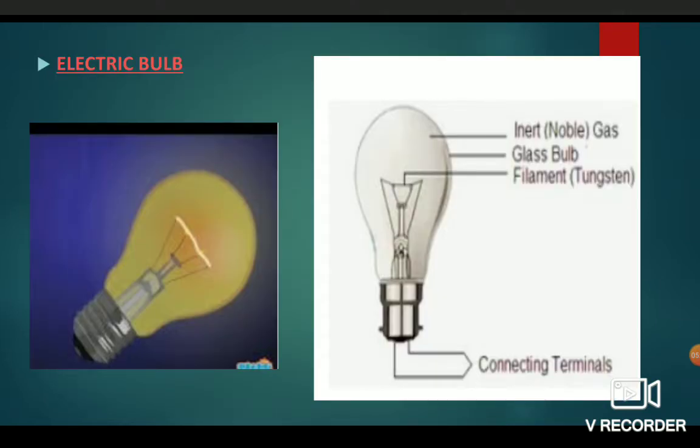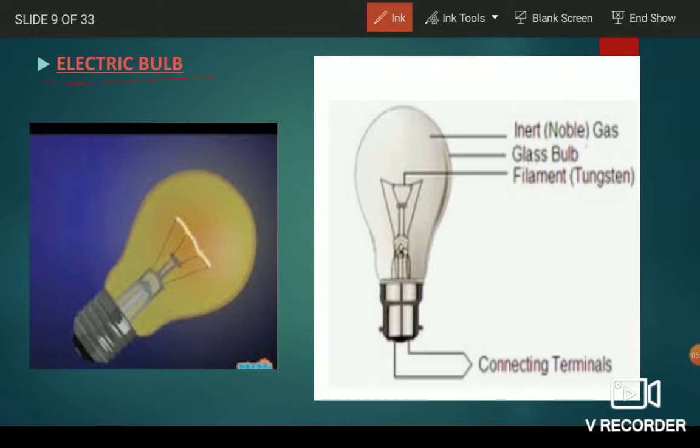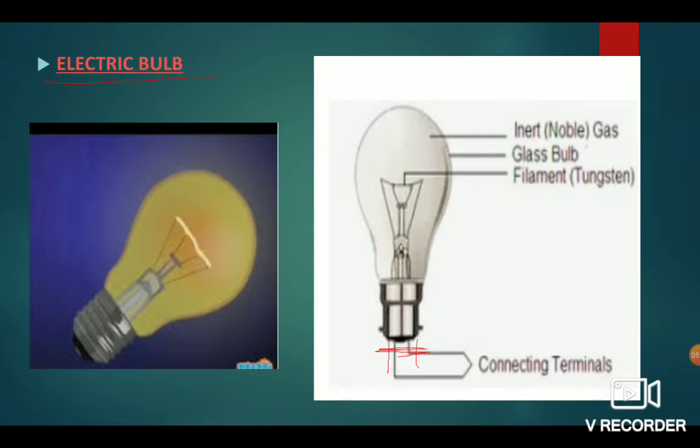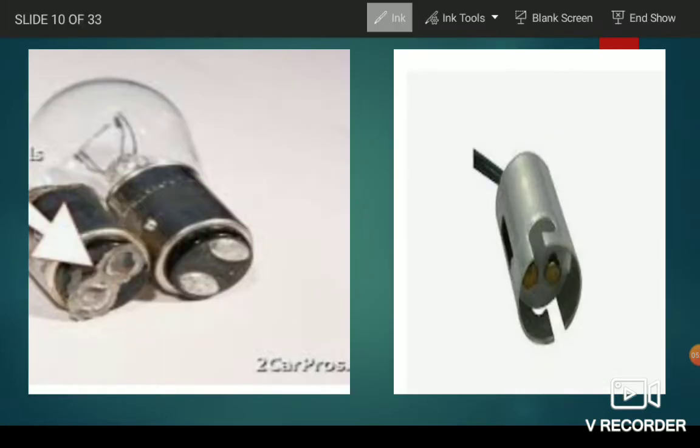Now let us know something about the electric bulb which we use to brighten our home. These bulbs also look like a torch bulb with a bigger size. But one major difference is that it has both its terminals at the base of the metal cap, as you can see here. Here it is more clear. This and this are the two terminals of the bulb.